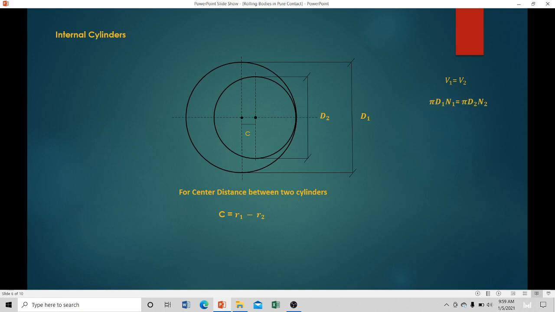To prevent slippage, the point of contact between the two cylinders must stay consistent. So their linear velocities must be equal. We have V1 is equal to V2, or equivalently pi D1 N1 is equal to pi D2 N2, where V is the linear velocity, D is the diameter of the cylinder, and N is the rotational speed of the cylinder. The unit for this is revolutions per minute.